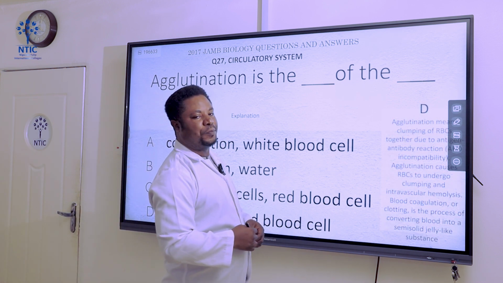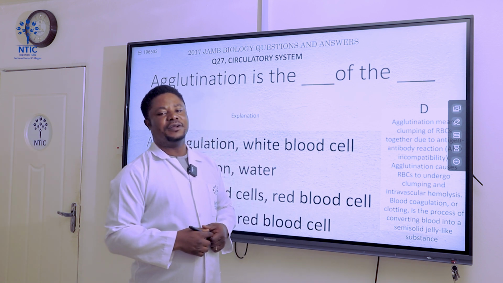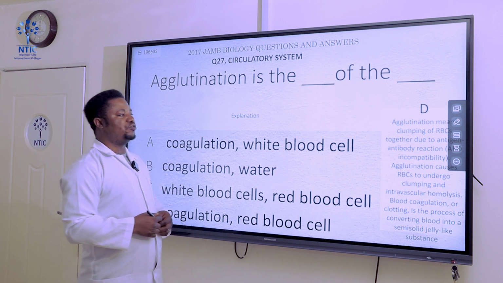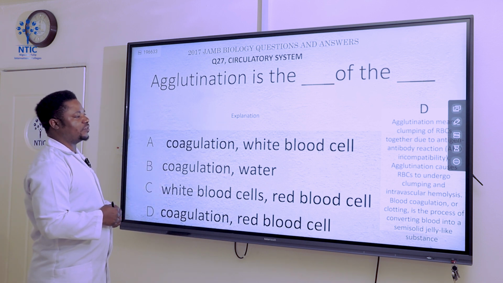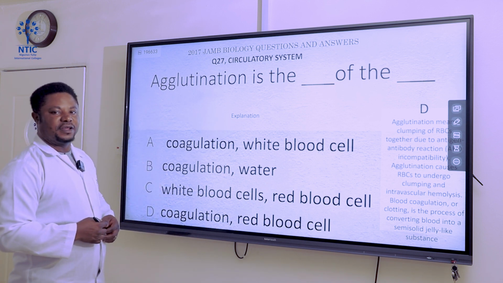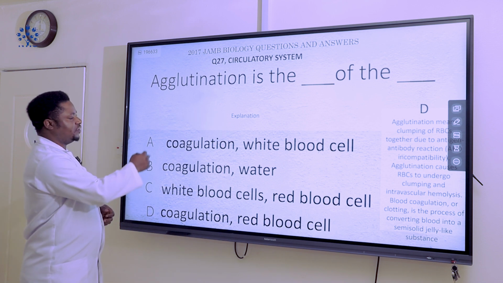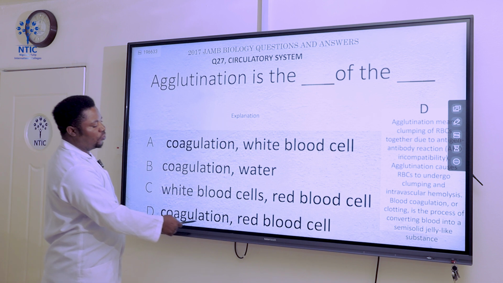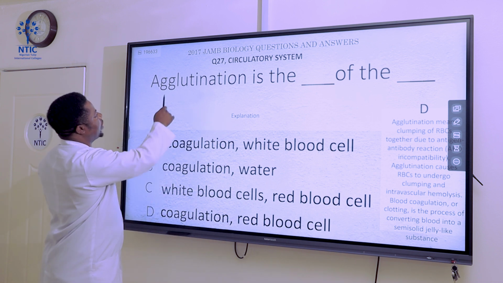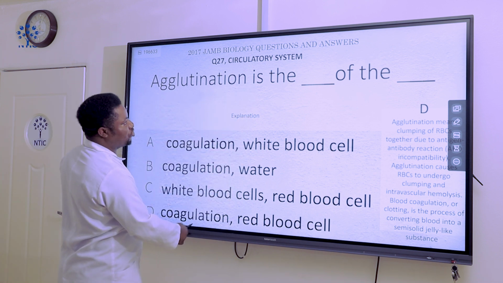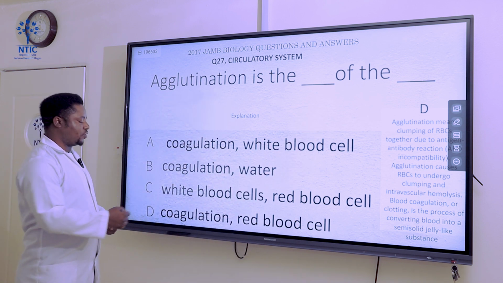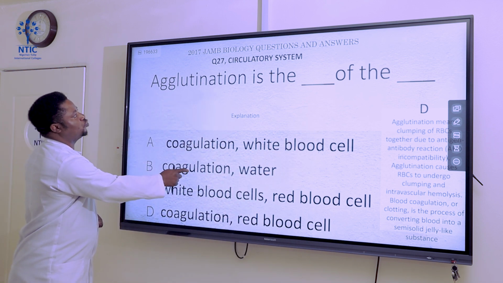Agglutination has to do with the clumping of the red blood cells. It's actually a phenomenon where you have the red blood cells clumping together as a result of incompatibility of the antibodies in the cell. Now, let's see. The correct answer to this is coagulation of the red blood cell. Agglutination is the coagulation of the red blood cell and not the white blood cell. So, the correct answer to this is D.